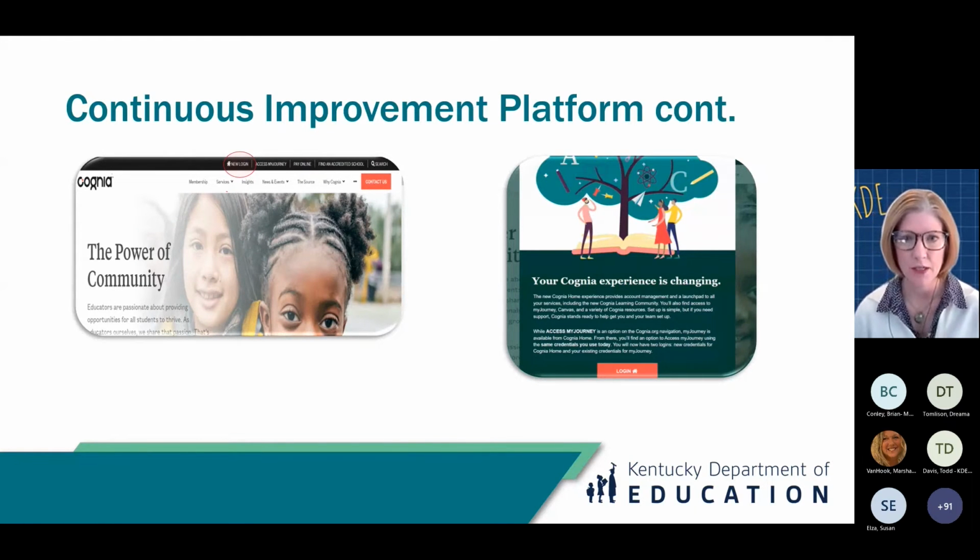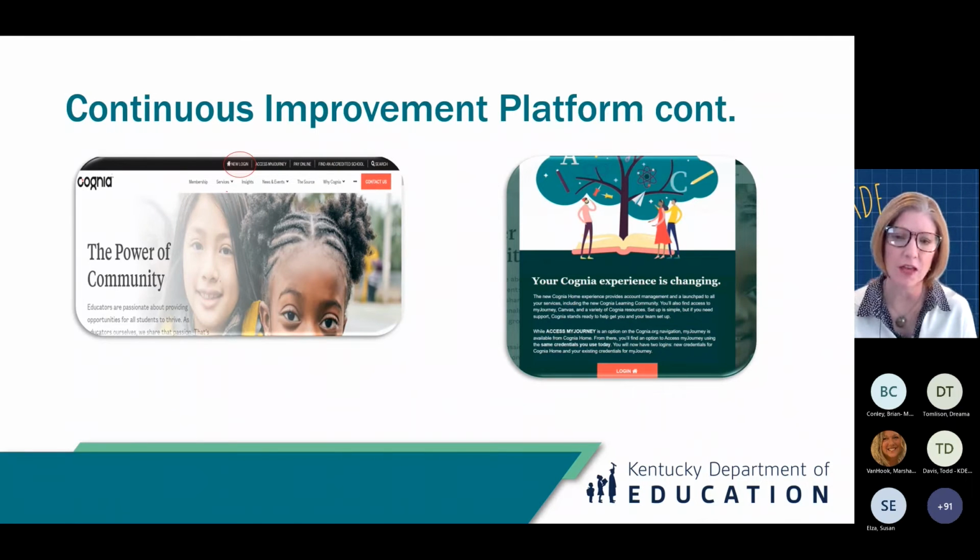Cognia has created a new platform for professional learning. And within this platform, there are modules that talk about different content, different topics related to school improvement. And all schools and districts have access to this new professional learning platform. And I do encourage you, if that's something of interest to you, your district or your school, to go ahead and check that out.